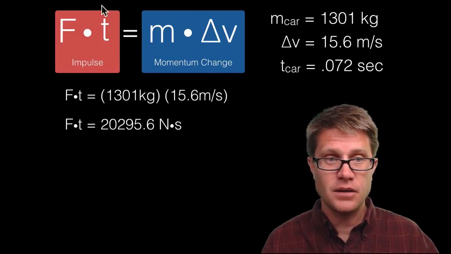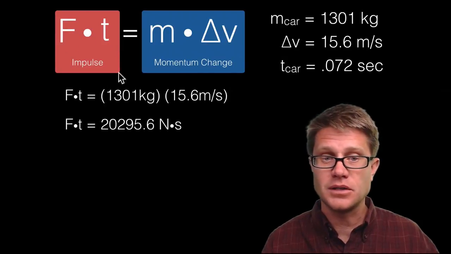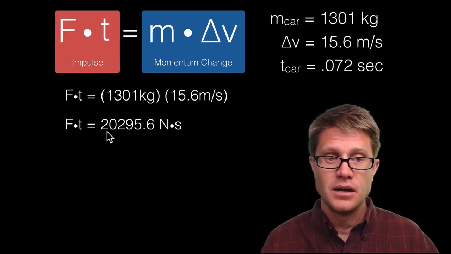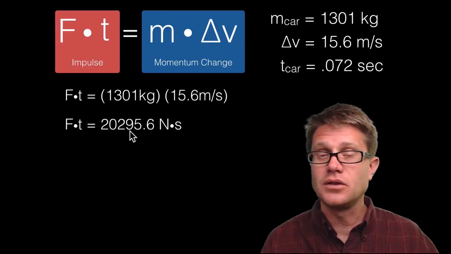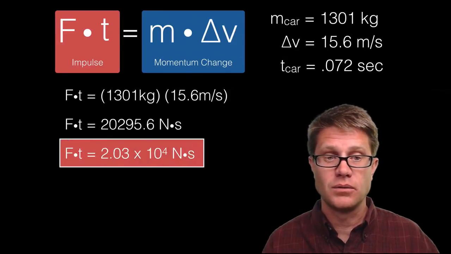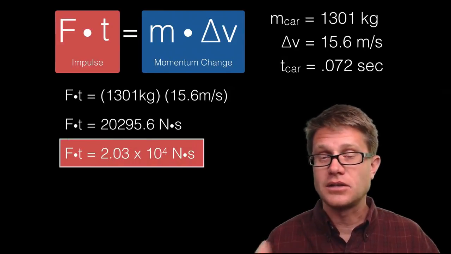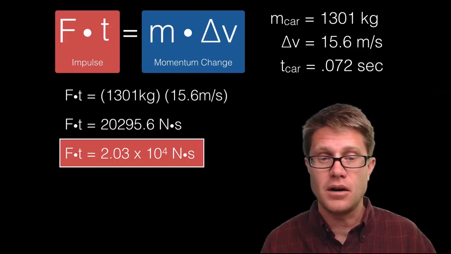Now, how did I get that? Well, since it's a force times the time, it's going to be newtons times seconds. You can see here that this number has way too many significant digits, and so I could reduce that so that it has 3 significant digits, and that's the answer of the impulse on that car.